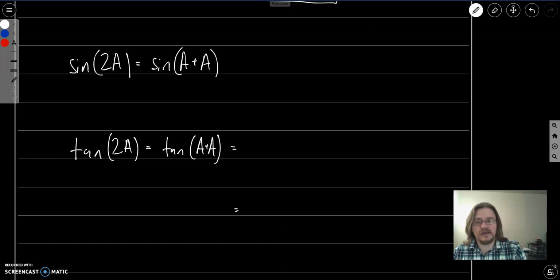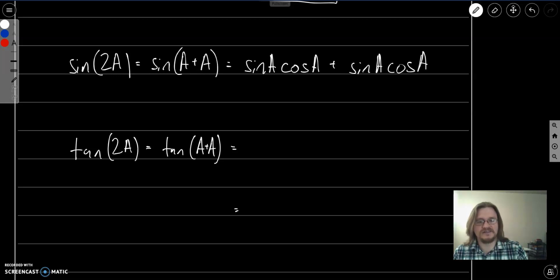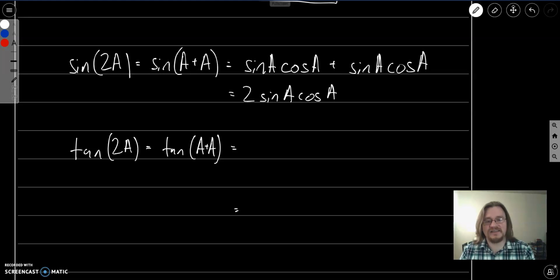So the sine of a double angle is the sine of A plus A. And I know that we've got a formula for the sine of the sum of angles. It's going to be sine of the first times cosine of the second, plus sine of the second times cosine of the first angle. And that's just 2 times sine times cosine. And that's it. So this is pretty simple already.